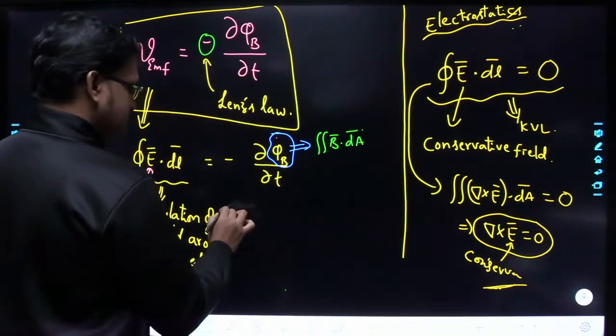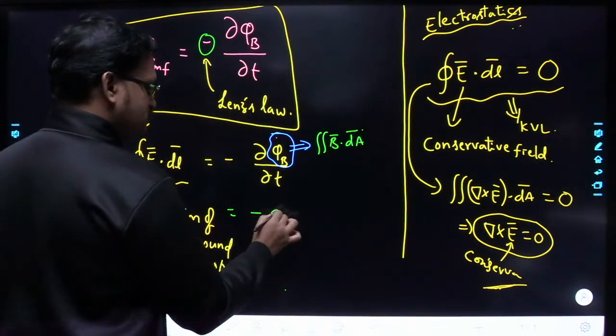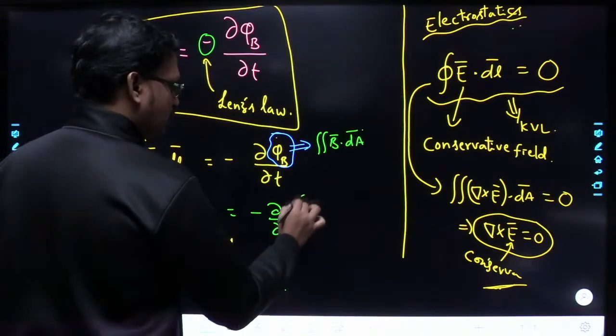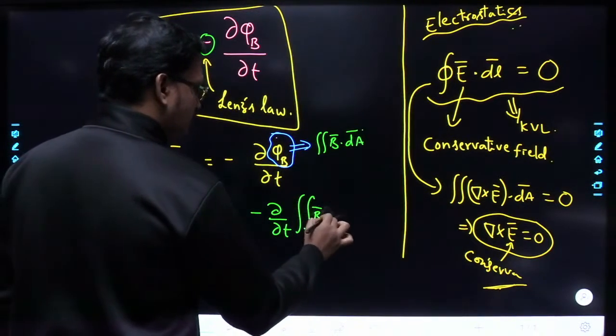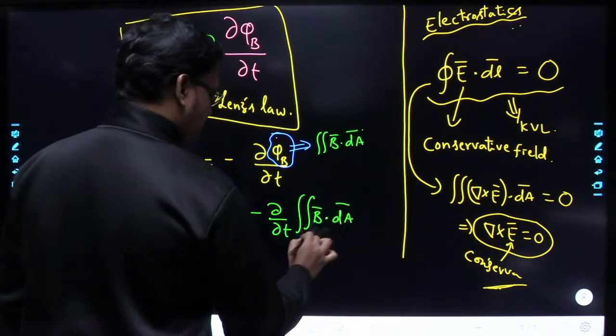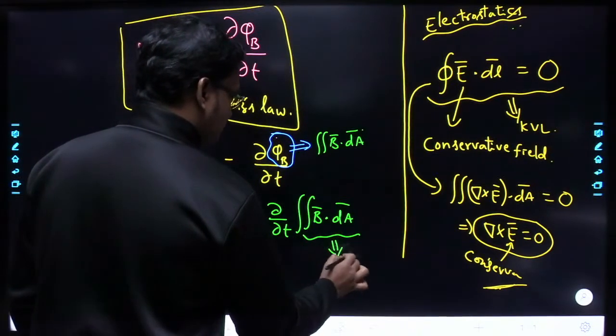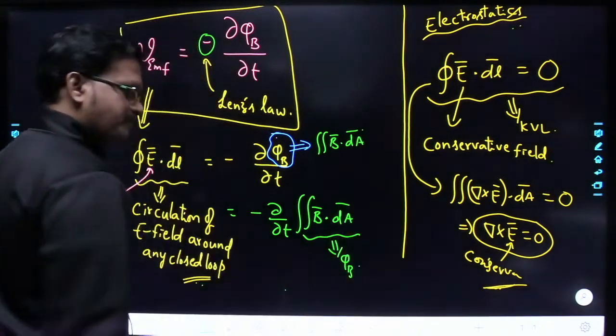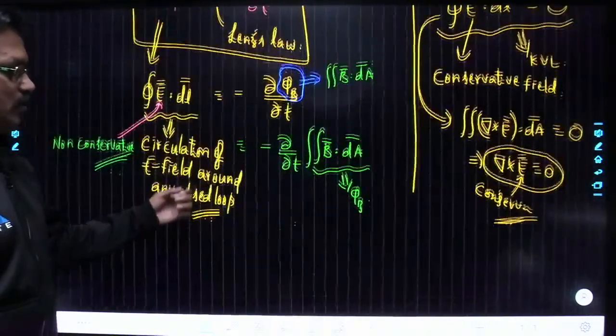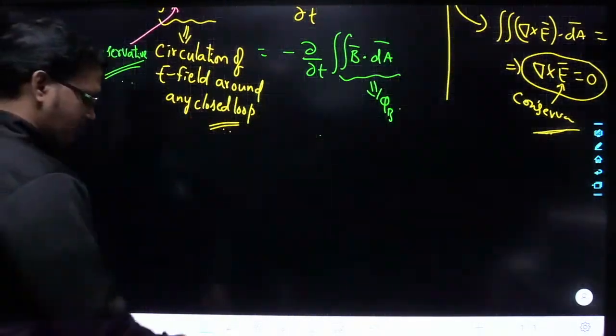So this expression we can write as minus dou by dou t of the double integral of B bar dot dA bar. This is nothing but phi b. Understood? So we got the integral form in this manner here.